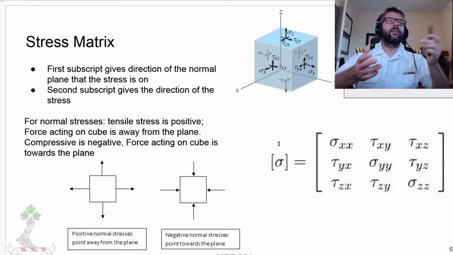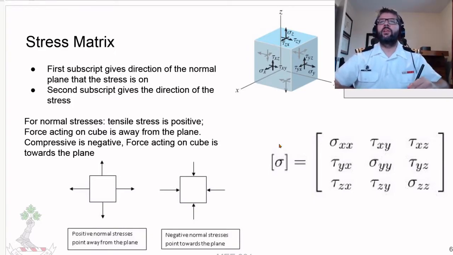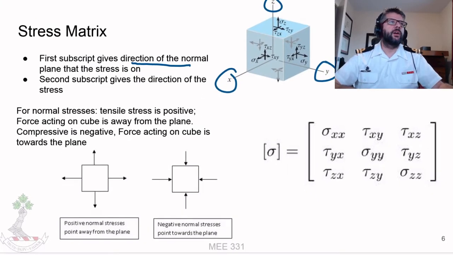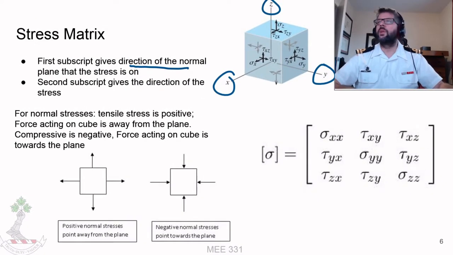So the format that we use is that the first subscript gives the direction of the normal of the plane that the stress is on. So here we've got our setup, where y is in this direction, x is in this direction, z is in this direction. So we're following a typical right-hand rule here. So the sigma y is the normal force in the y direction, on the face in the positive y direction.